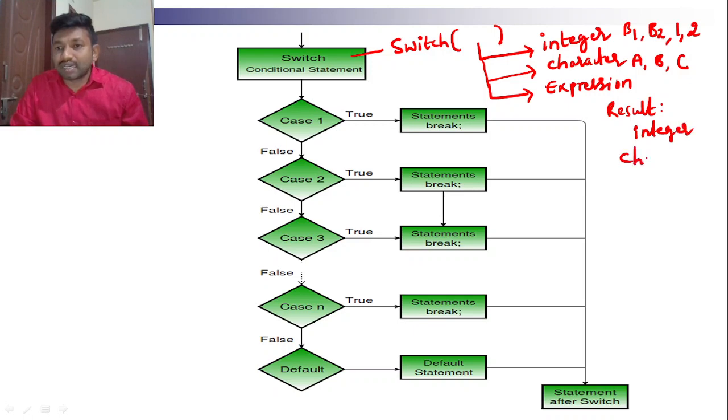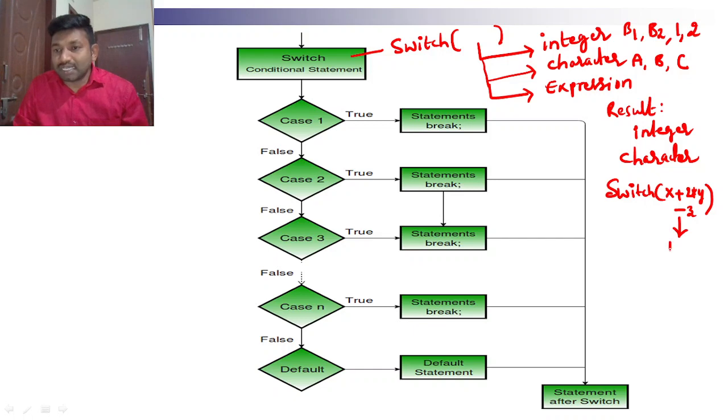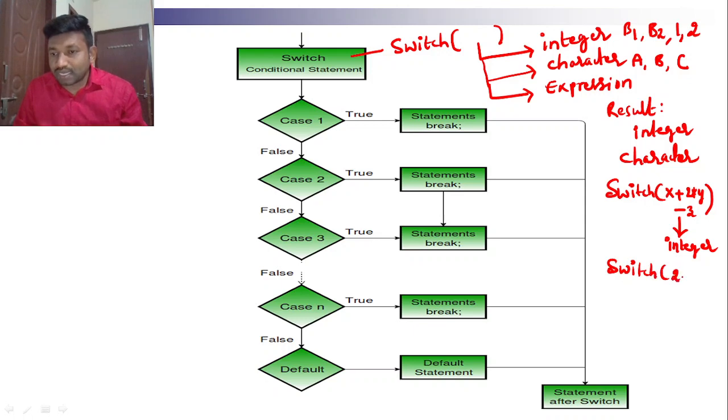Integer or it must be a character. What does it mean? In fact, you can write switch, say, x plus 2 star y minus z. So what happened? This expression is evaluated and the result must be an integer or it should be a character. So in the switch you cannot supply real numbers. Means if I write switch 2.1, it is an error. So for switch, the index must be either an integer or a character.